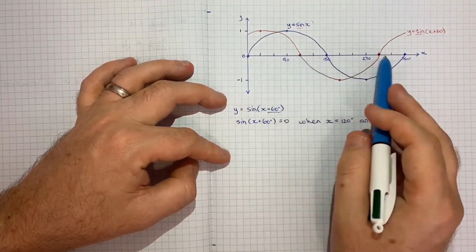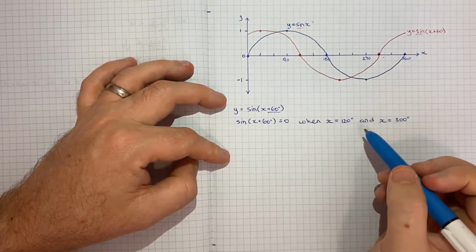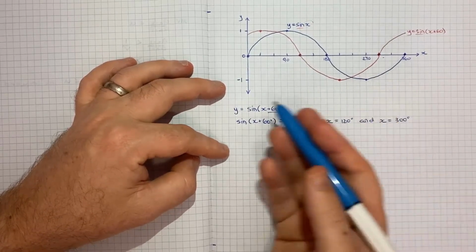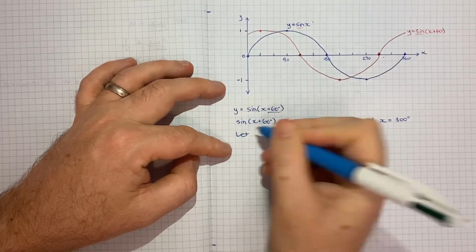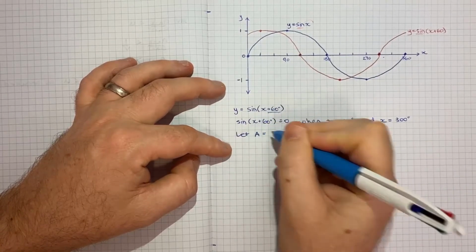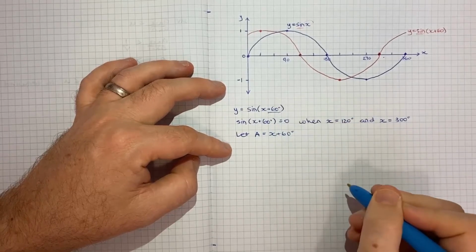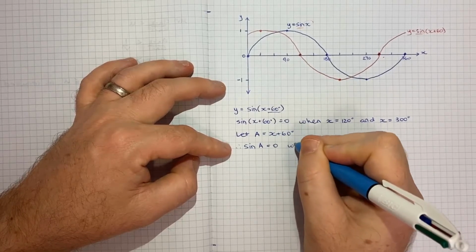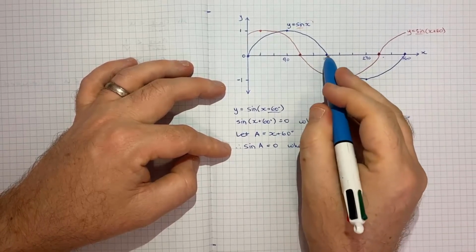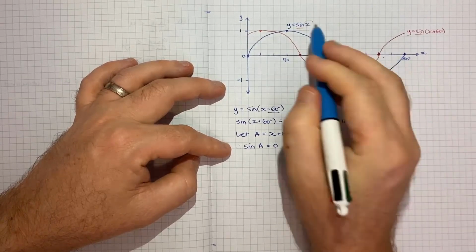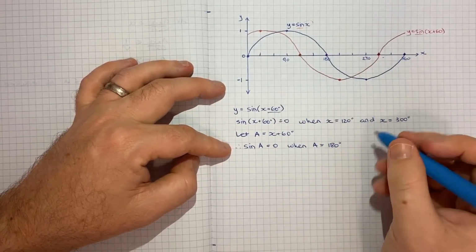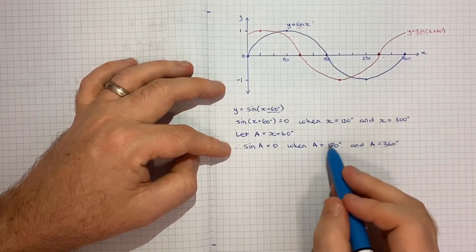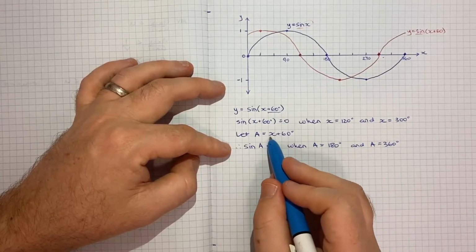But even if you didn't want to draw up this diagram, if you just wanted to get straight to the algebra, a quick way would be to use substitution. You could let anything, I'll call it A, let A equal x plus 60 degrees. So we know that sine of A is equal to 0 when A is equal to 180 and 360, because we know sine intercepts at 180 and 360. So now all you have to do is substitute back your A and solve for x.